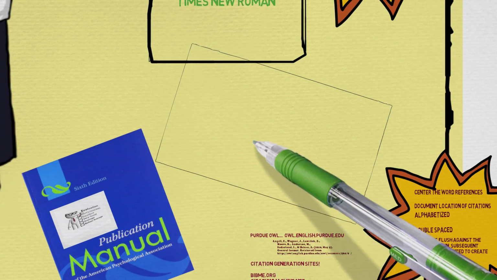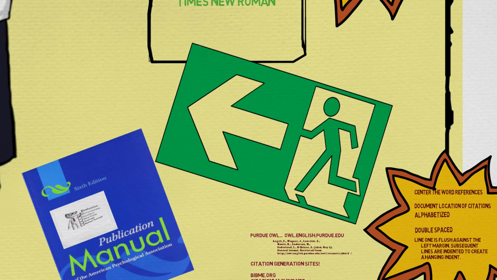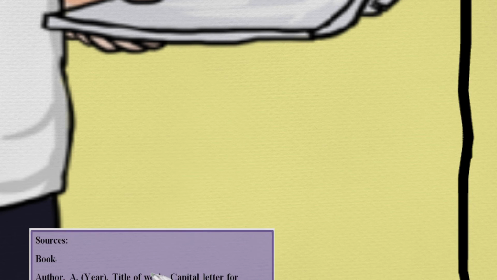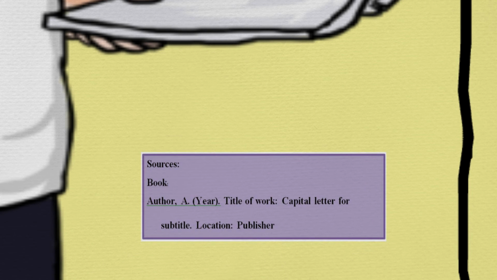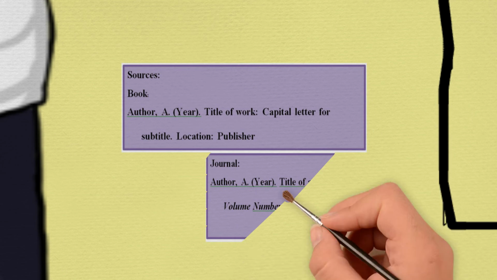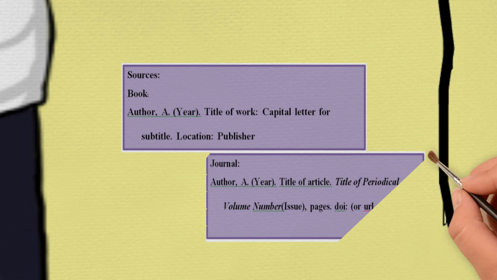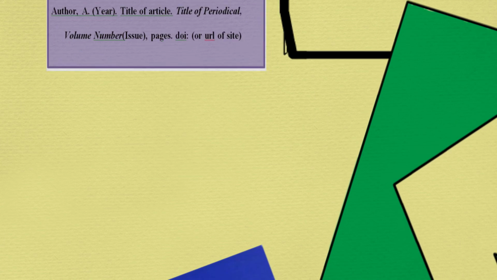Different sources carry different formatting rules. For books, you would first list the name of the author, then the year, then the title of the work, the location with a colon, and then the publisher. Journals are a little bit more complex. You would first list the author or authors, then the year, the title of the article with only the first word capitalized, the title of the periodical and volume number is italicized, then the issue number if available, pages, digital object identifier, or the URL of the site.